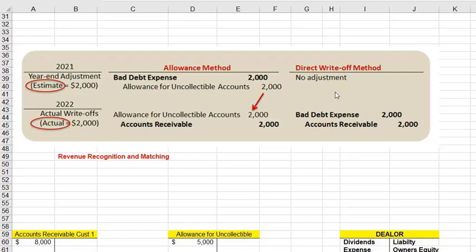So what we're seeing here is we have our revenue that is recognized in the proper year, and our matching expenses in a different year. So the difference here is timing, right? So the same accounts are hit. They both have a bad debt expense. They both have a reduction in accounts receivable, but we follow the revenue recognition and the matching principle under allowance, and under direct write-off, we have just a different timing, and we're not following that matching principle.